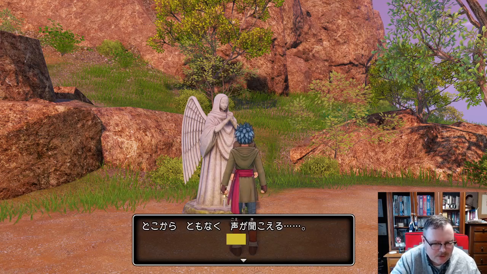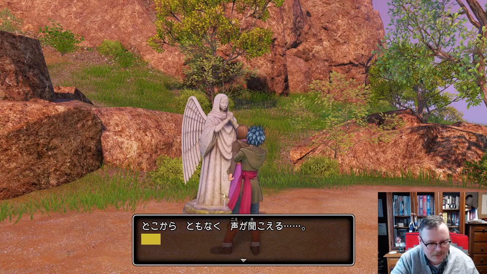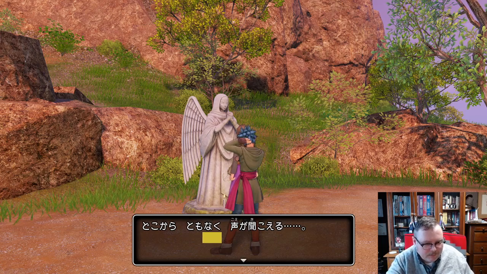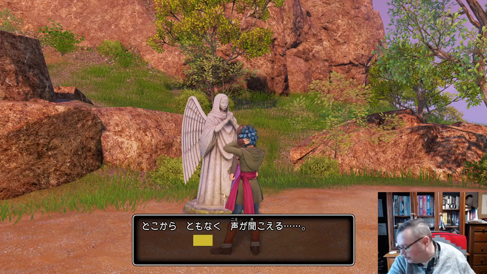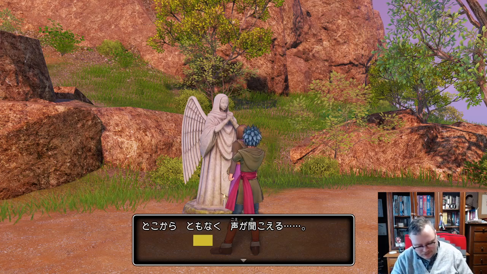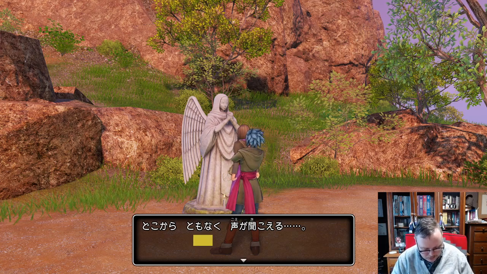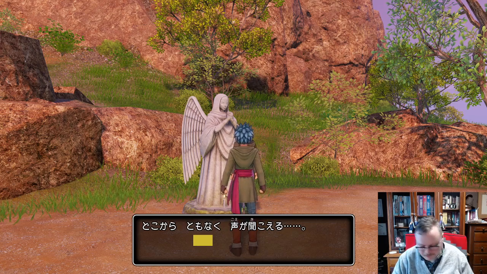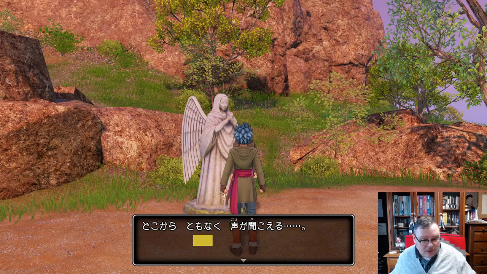Okay, so this is the last thing I'll do. Doko kara tomonaku koe ga kikoeru. Tomonaku. I'm not sure if that's a grammar word or if it's its own standalone word. So let me look it up in the dictionary and see. Yeah, it is a standalone word.